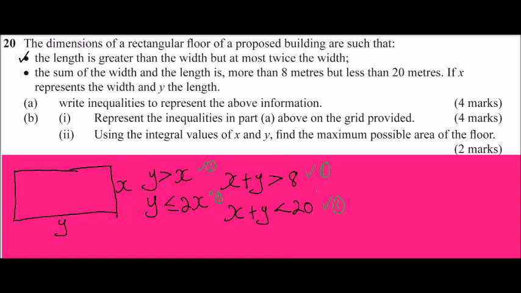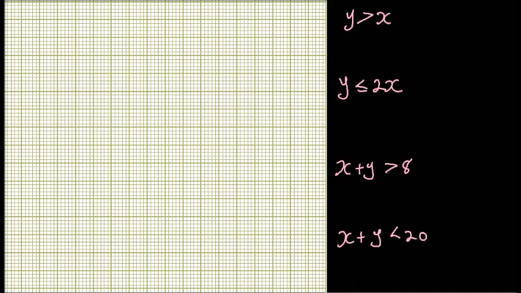We look at part B. Part B says represent the inequalities to represent the above information. So to be able to do this on a grid, we are going to use these inequalities to represent this on the grid. So let's do that. This is the grid that I'm going to use. I have already inserted the inequalities that we have derived in part A.